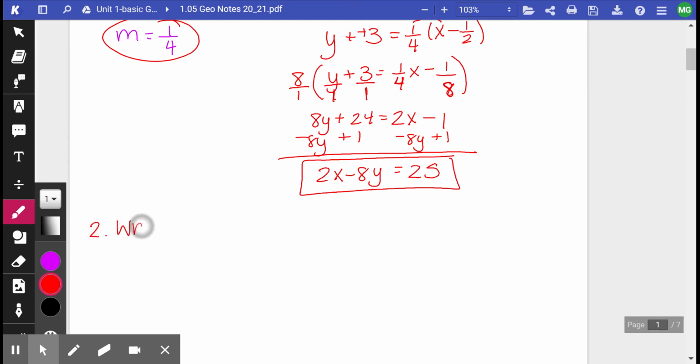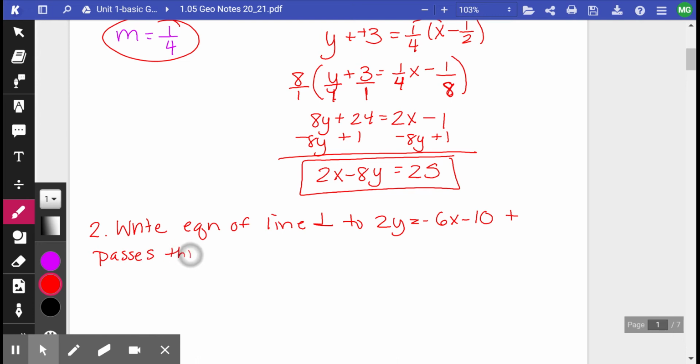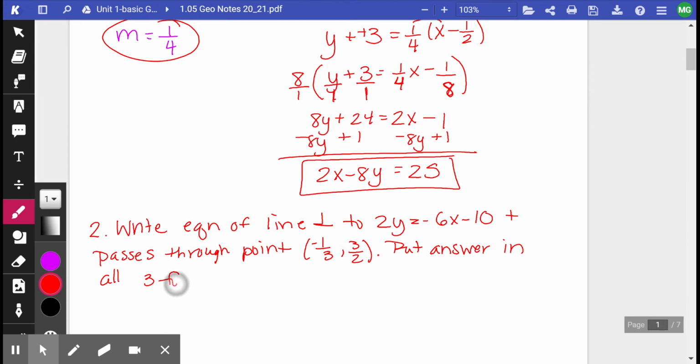Number 2, write the equation of the line perpendicular this time to the equation 2y equals -6x minus 10 and passes through the point (-1/3, 3/2). And put your answer, for fun, in all 3 forms, just to practice being able to move between all of them.